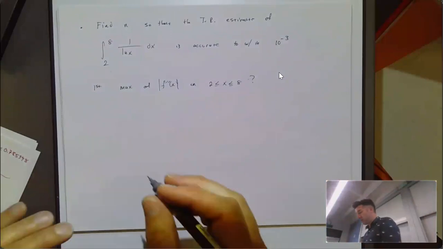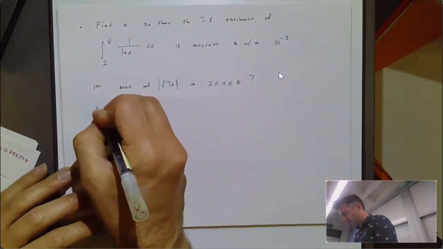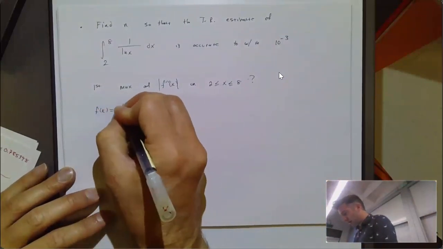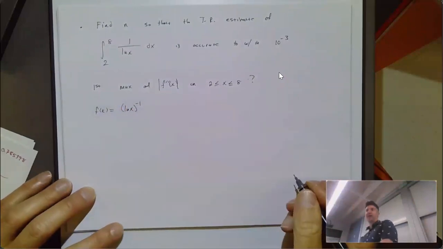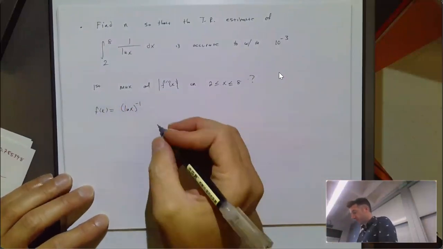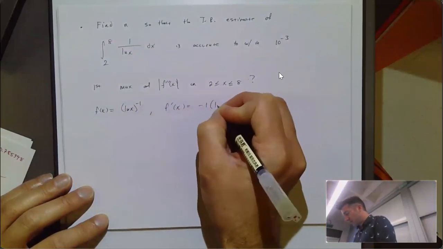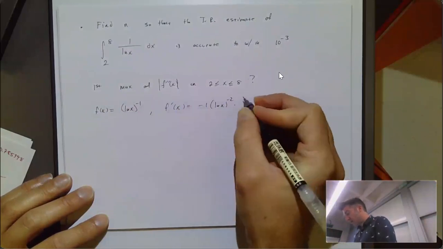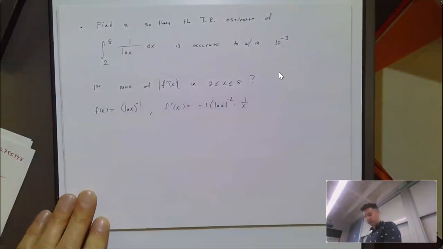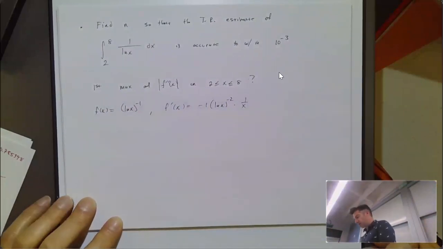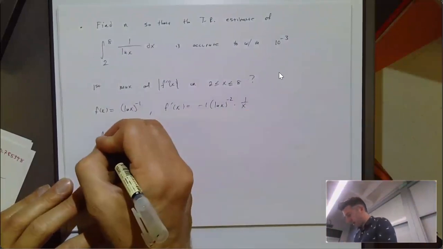That's okay. So my function is the natural log of x to the negative first, which I definitely want to write that way to make it easier to differentiate. My first derivative is -1 times the natural log of x to the -2 times the derivative of the natural log of x, which is 1/x. It's looking a little funky there. It's all right.